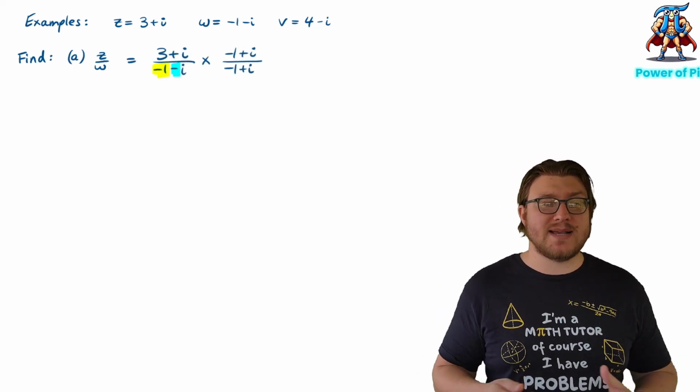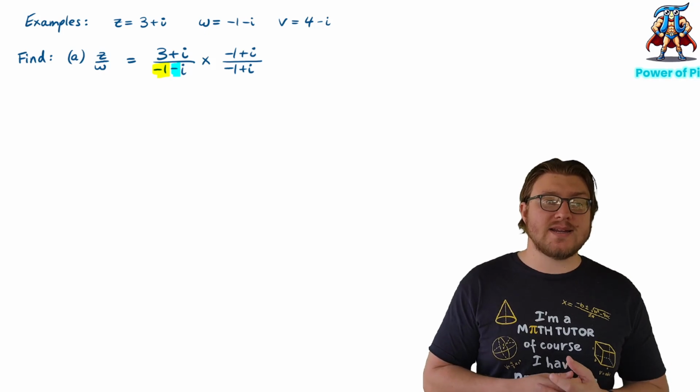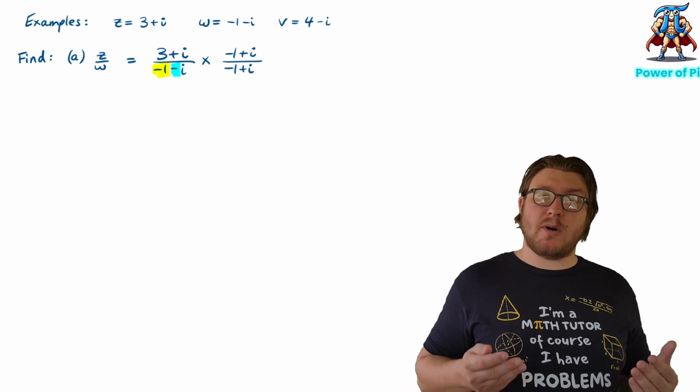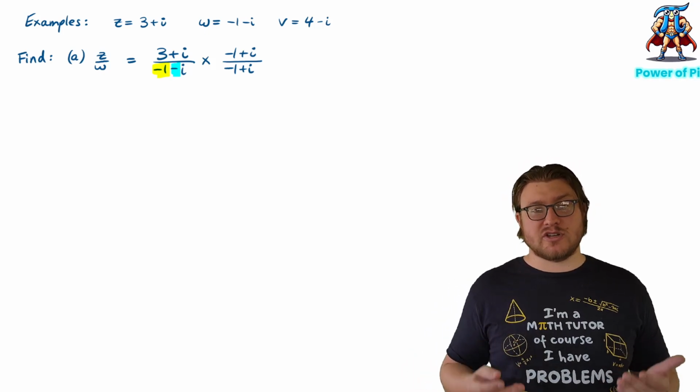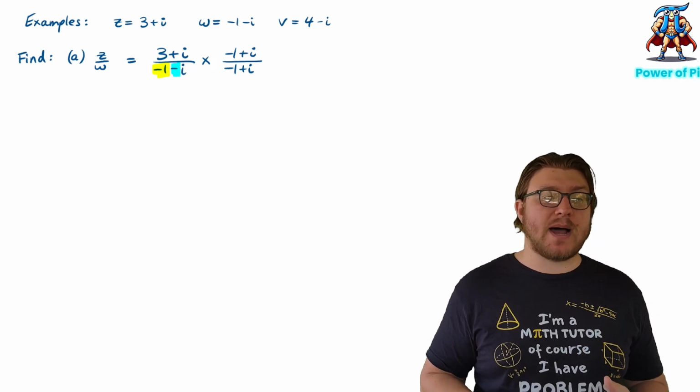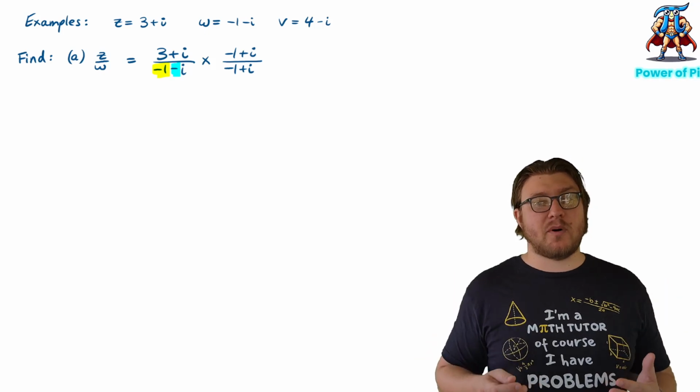We get 3 plus i over -1 minus i. Now we need to multiply top and bottom by the conjugate of the denominator. So we switch the sign for the imaginary part, copy in the top and the bottom.